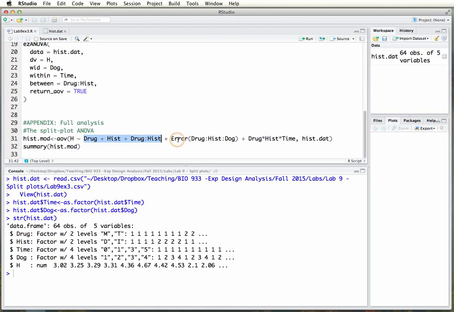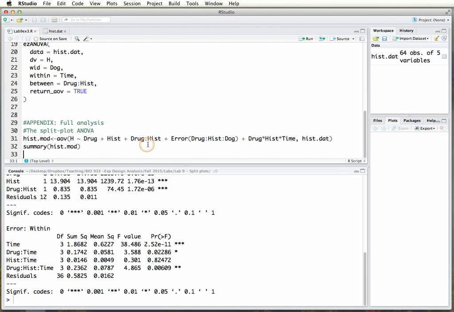treatment structure. We have the appropriate error term for the main plot, which we know in a split plot is rep times A. Well, rep is dog, and A is defined as this combination of drug and histamine level. So our error is rep times A, as it should be. And then, of course, we have B, which is time, and then we have A times B, and it's going to be all these different interactions. So this is our split plot analysis, and if we were to run this, let's just do that.